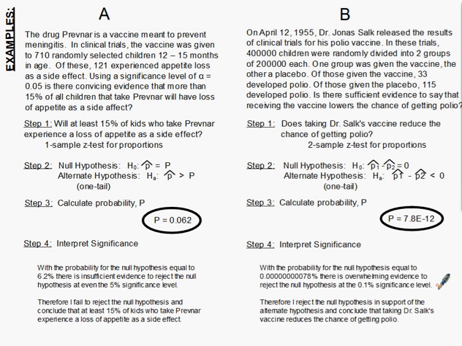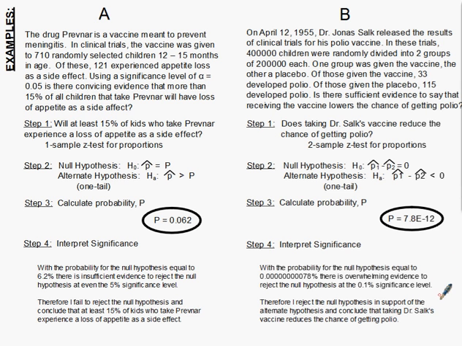Remember, our standard significance levels are 5%, 1%. If you want to be particularly stringent, maybe 0.1%. This is way smaller than that. Therefore, I reject the null hypothesis in support of the alternate hypothesis and conclude that taking Dr. Salk's vaccine does reduce the chance of getting polio.